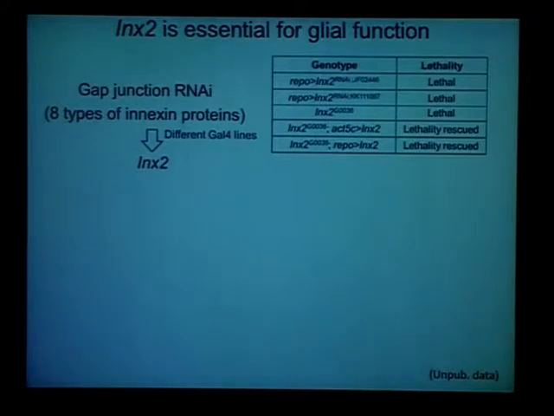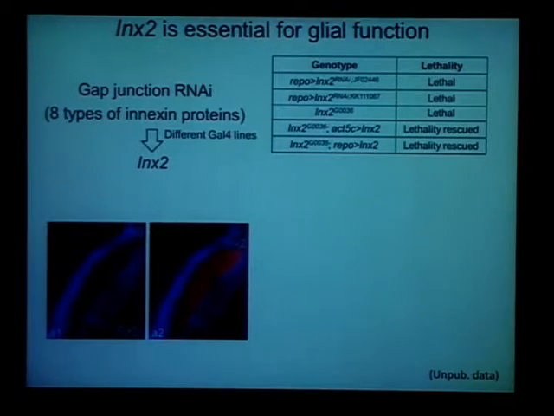So this suggests that innexin 2 is essential for glial function. Next, we look at whether this innexin 2 is also present in the lamina glia. For this, we stained innexin 2 in the lamina, and we found this signal in the glia. DLG is the marker for the neuropil, which suggests this is the epithelial glia region. So you can see that a lot of innexin 2 is present in the lamina.